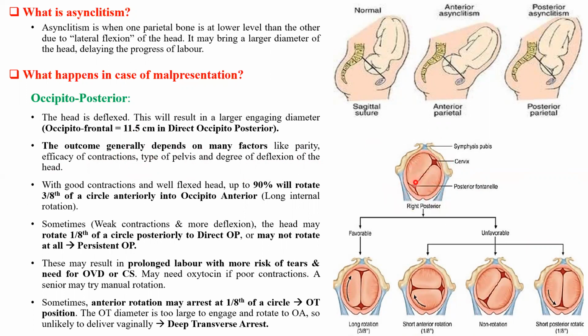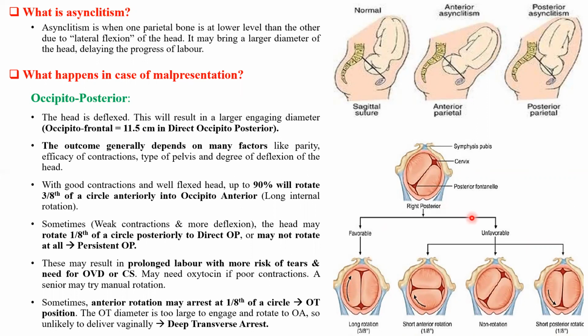So what are the possible outcomes? In 90% of the cases, the head will rotate anteriorly, long anterior rotation, 3/8 of a circle, to be in occipito-anterior position, and it will be delivered by extension as usual. This is now long anterior rotation into occipito-anterior position. This will occur if there is good uterine contraction and a flexed head.